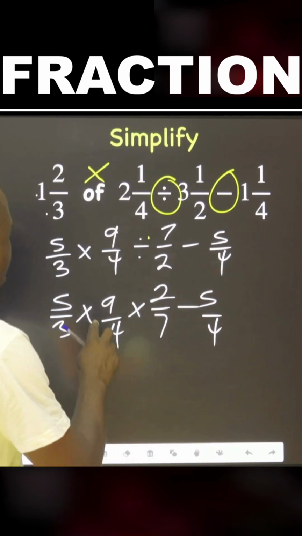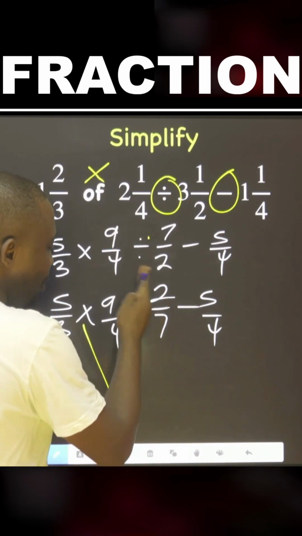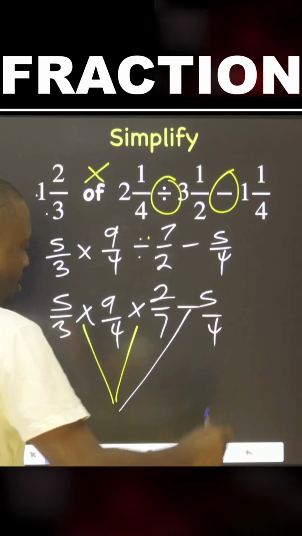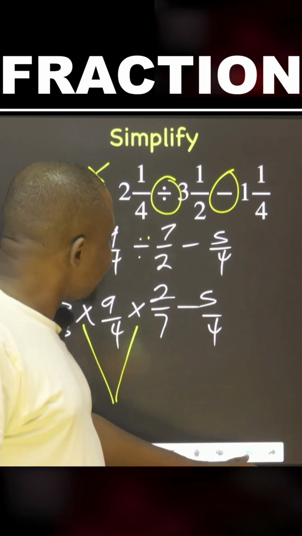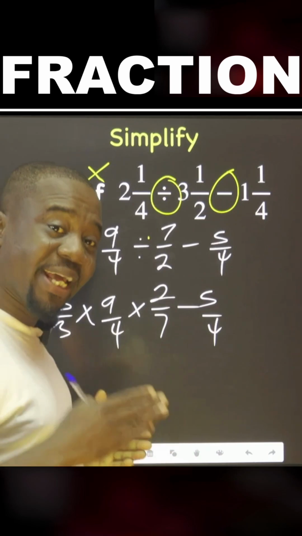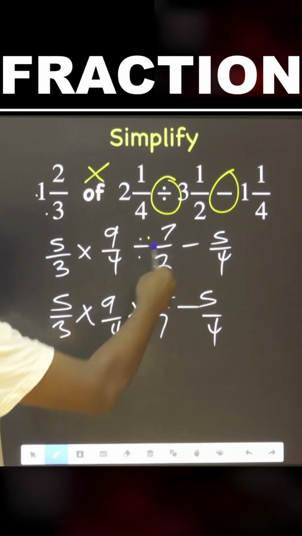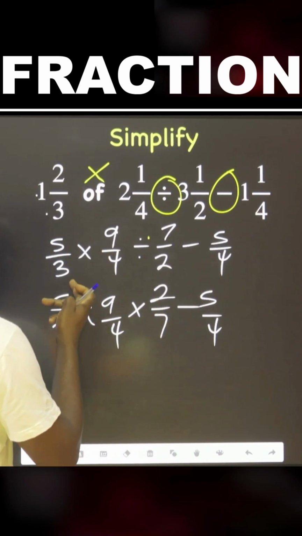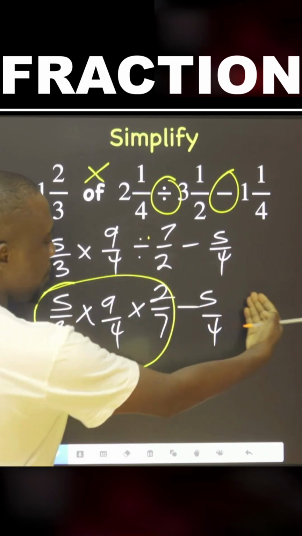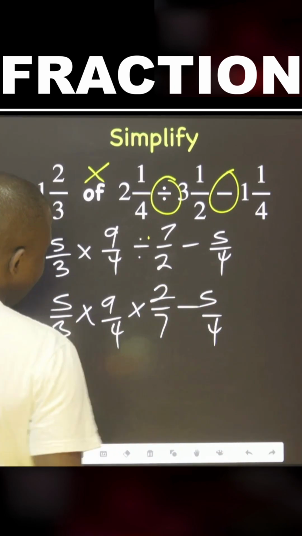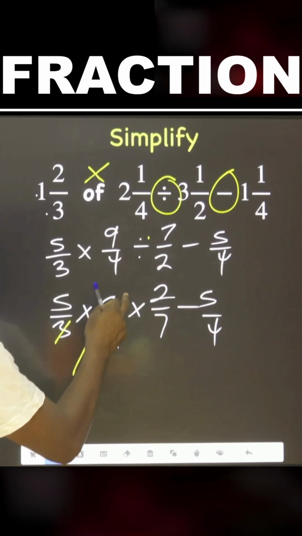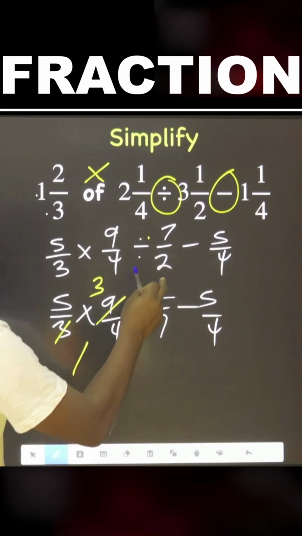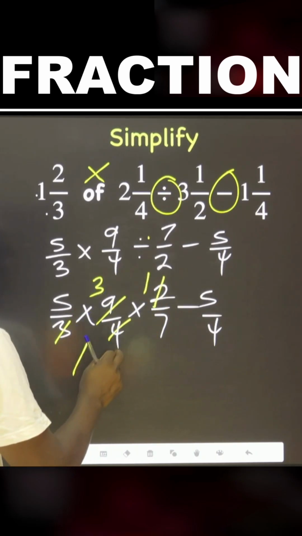It's now between the two groups, that is multiplication versus subtraction. According to BODMAS, you already know multiplication comes before subtraction. It means we can work with this group first before we come to this side. Okay? So 3 here 1, 3 here is 3. 2 here 1, 2 here is 2.